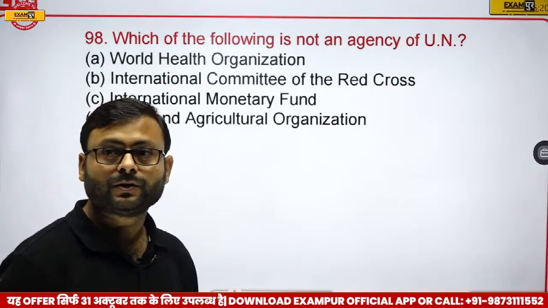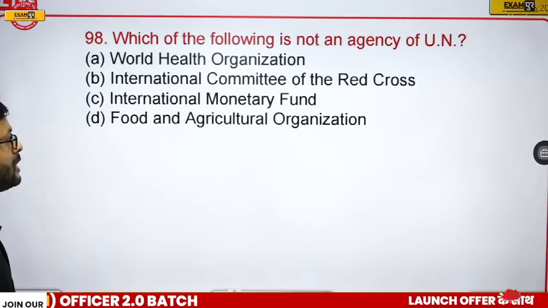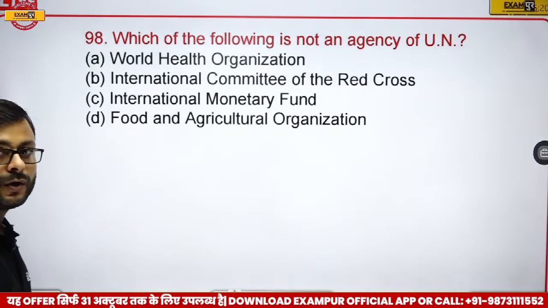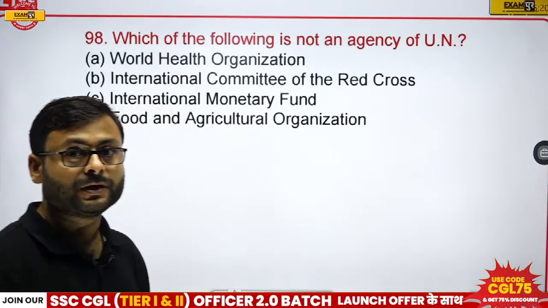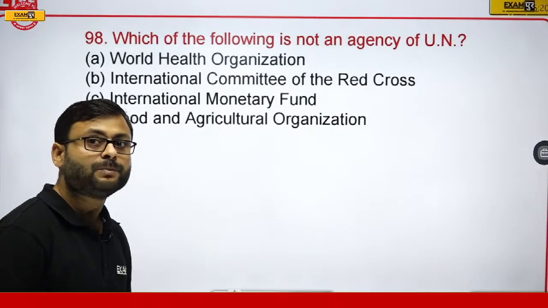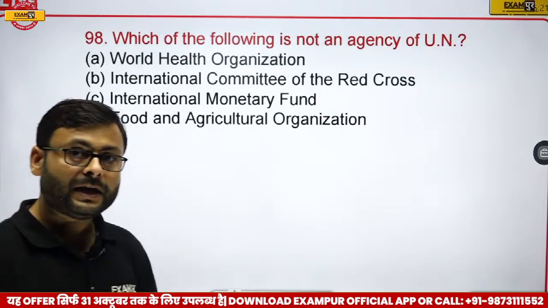Question number 98. Which of the following is not an agency of UN? Okay, the question is not asking about the principal organs of UN. They are simply asking about the agency of UN. So kindly read the question properly and then make the answer.